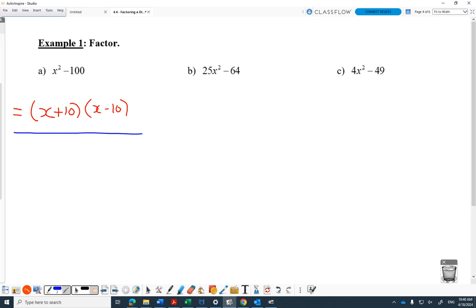Yeah? And let's do FOIL. What's x times x? So this is x squared. Then x times negative 10 is negative 10x. 10 times x is positive 10x. And then 10 times negative 10 is negative 100. He's got it right. We're going to get to it in a second.